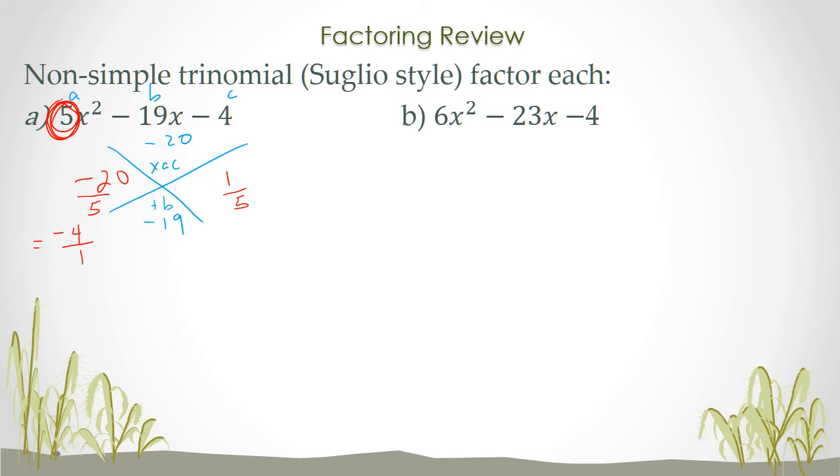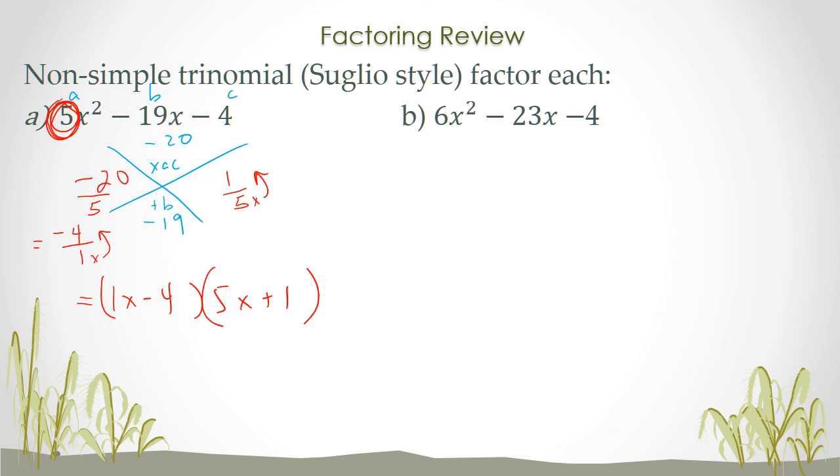Now how this gives you the actual answer is, whatever the denominator is, the bottom of the fraction, that is your x term. So that's an x and that's an x. And what you do is you take this with this to make your factor: 1x minus 4, 5x plus 1. Now, if you don't believe me, you can double check it, FOIL it, but there is a factored Sulio style.